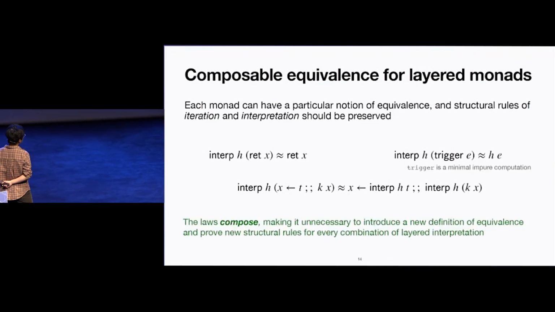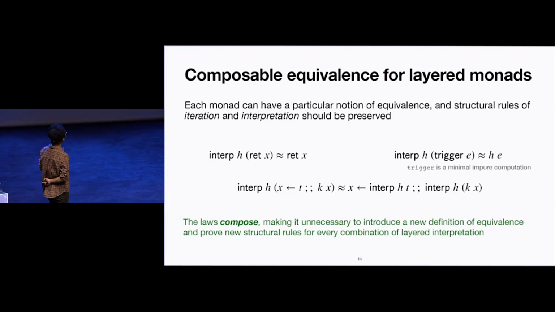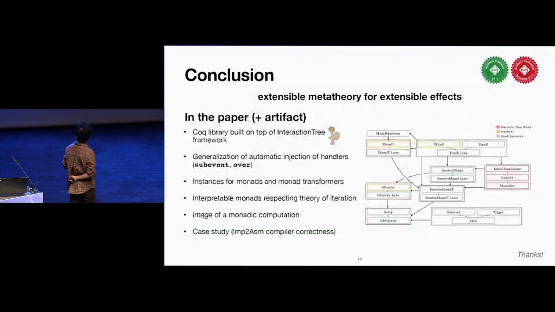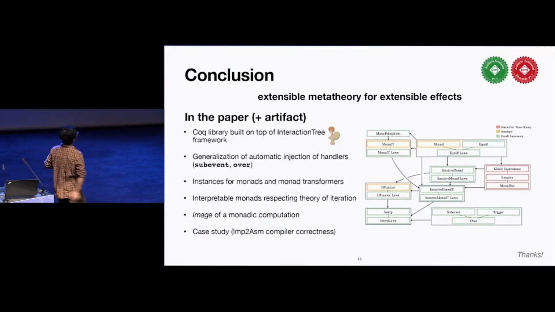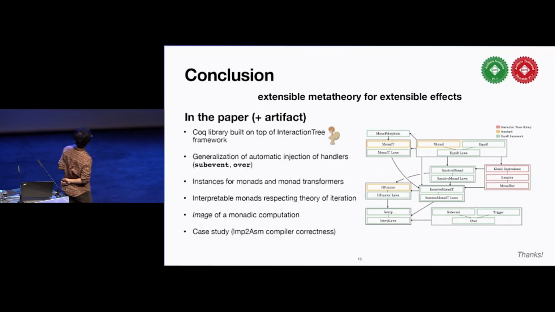And these laws compose in the sense that it's unnecessary to introduce a new definition of equivalence and prove new structural rules for every combination of layered interpretation. So in conclusion, we introduce an extensible meta theory for extensible effects. And in the paper and the artifacts, we got the badges. We have a Coq library built on top of the interaction tree framework.